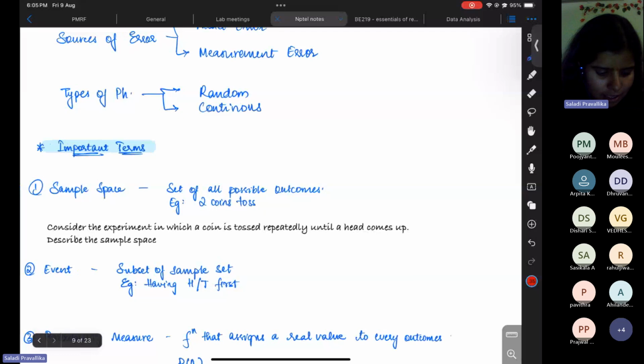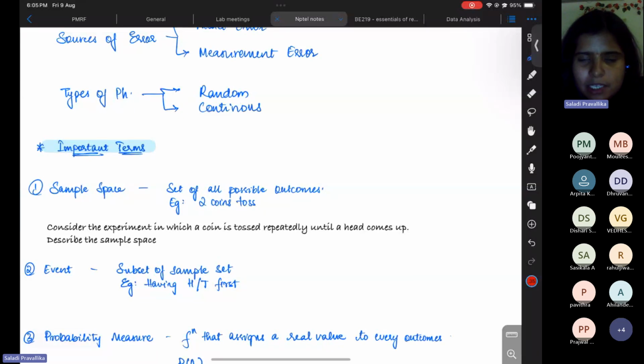Okay. So there are some important terms that we'll use throughout. The first one is the sample set. So sample set is basically the set of all the possible outcomes that we are going to get. So for example, again, I'll take a dice. If I roll the dice now, what are the possible outcomes for me?